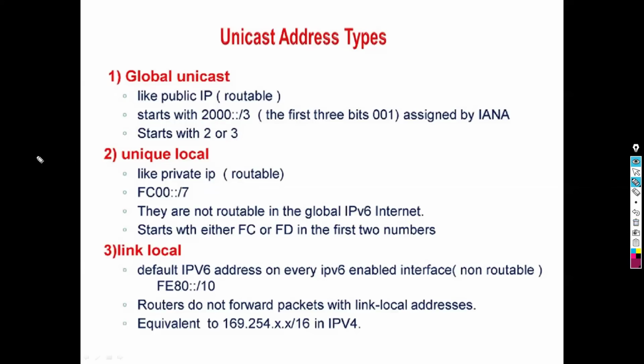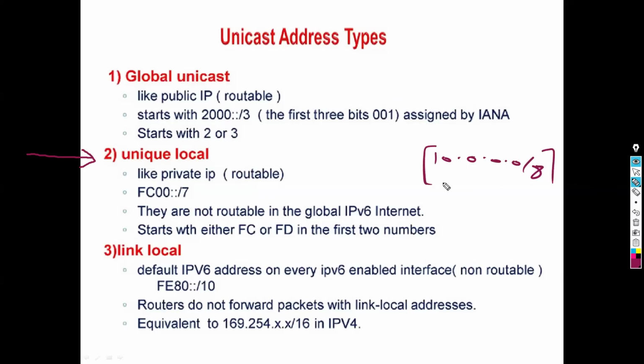Unique local is like a private IP address in IP version 4. If you remember, in IP version 4 we have private IP address ranges, right? We cannot use these IP addresses on a public network. Do you have any idea? Like in class A, 10.0.0.0 network /8. This IP you cannot use on a public network.